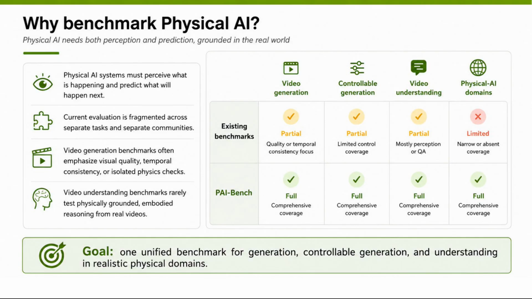Physical AI needs more than object recognition or visually pleasing videos. A useful system must see what is happening, anticipate what may happen next, and reason about the effects of actions. Existing evaluations are still fragmented. Generation benchmarks often focus on visual quality, while understanding benchmarks often focus on general video question answering. Our goal is to measure the visual perception and prediction abilities that physical AI systems need before they can act reliably.